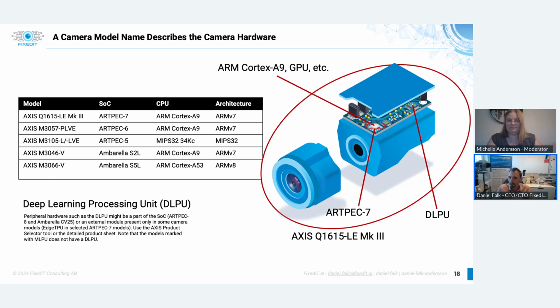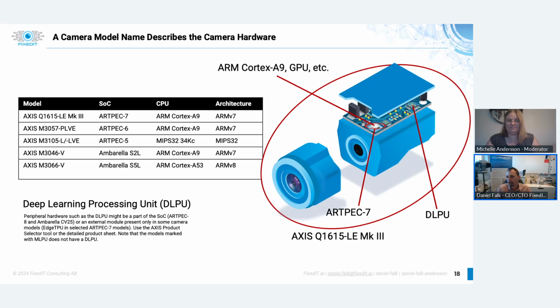So for example, in this case, the ARPX7 is equipped with an ARM Cortex A9 CPU. It also has a built-in GPU that is used for rendering overlays. And some of the cameras have a DLPU, a deep learning processing unit. Sometimes this is built into the chipset itself, and sometimes it's not.